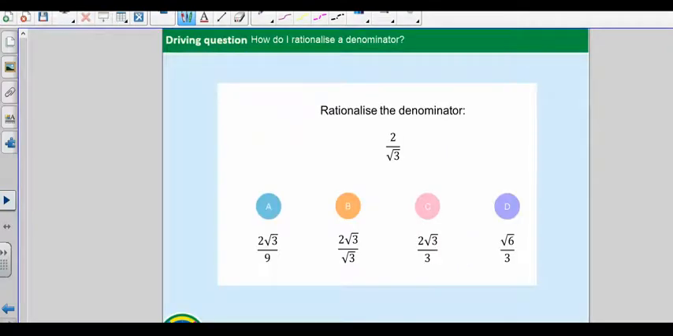Right, have a think about these questions, A, B, C or D. Pause the video while you think and play the video for each question when you're ready for me to tell you the answer.